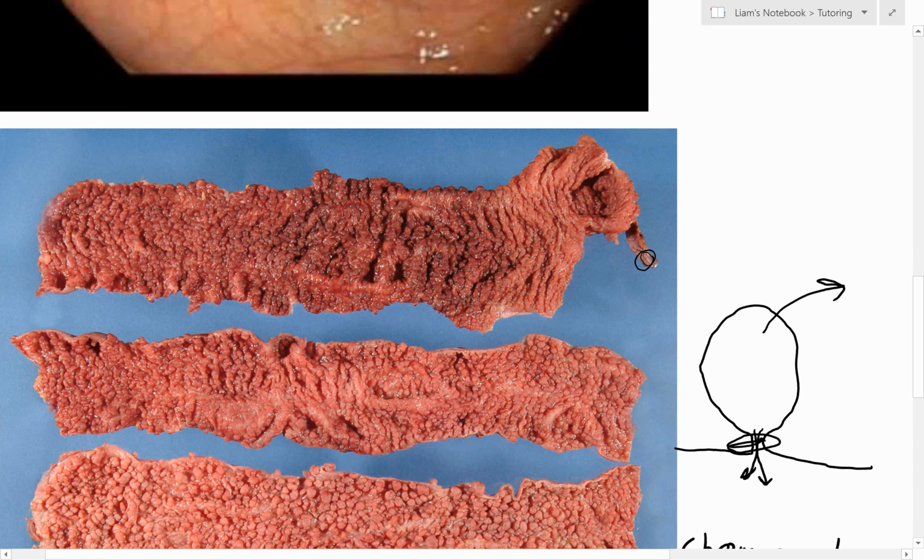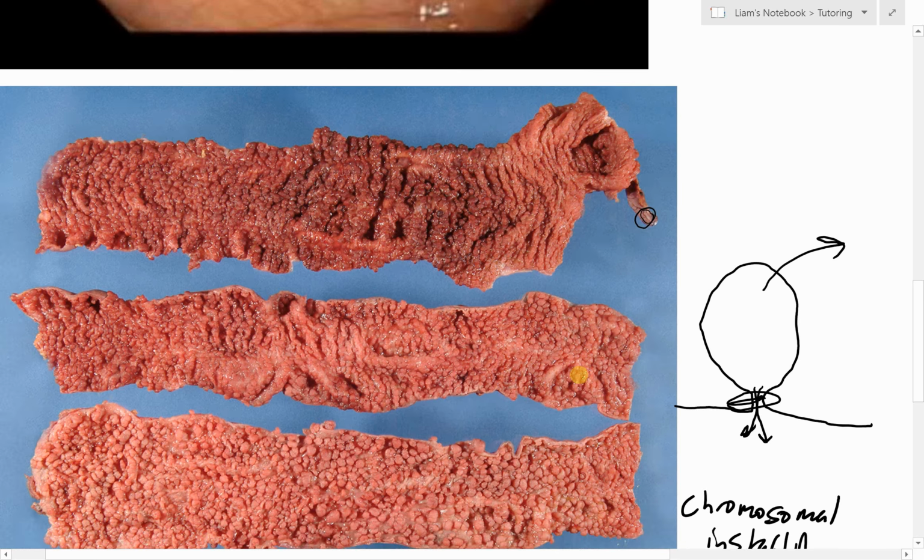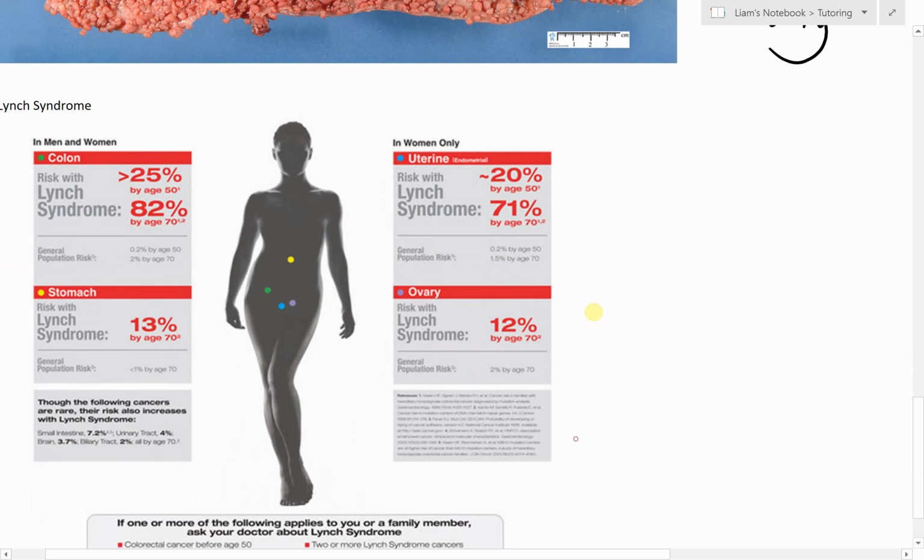And as you can see, there are thousands and thousands of polyps. So this follows the first model, which is chromosomal instability. You've got something directly wrong with the APC gene. The next one that we see is Lynch syndrome.